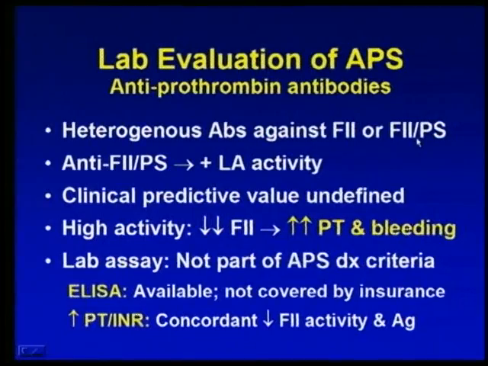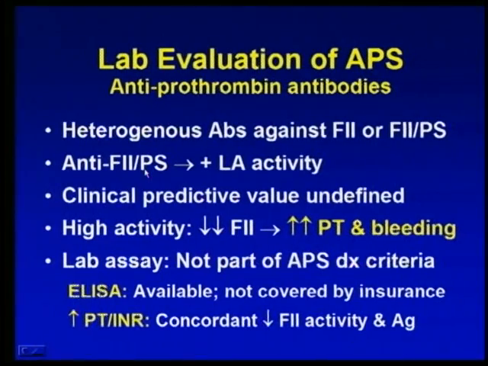Prothrombin is also a target for these antiphospholipid antibodies. They can be found directly against prothrombin itself or the complex of prothrombin and phosphatidylserine, an anionic phospholipid. It's the antibodies against factor II phosphatidylserine that seem to be more important clinically.